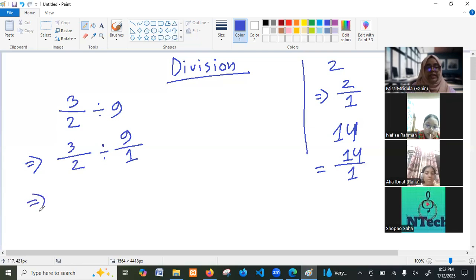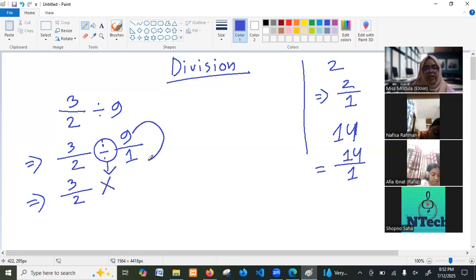And what I said is that we can't do division, we have to do multiplication rather than division. So in this case, I can write 3 by 2, and this division sign is going to change into a multiplication sign. This numerator will be converted into the denominator and the denominator into the numerator. So it was 9 by 1, now it will be 1 by 9. This much, if you have any problem, you can ask. Did you understand or not?